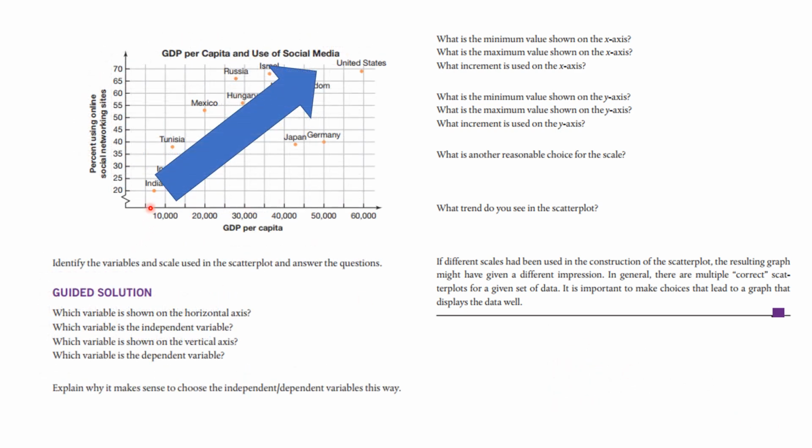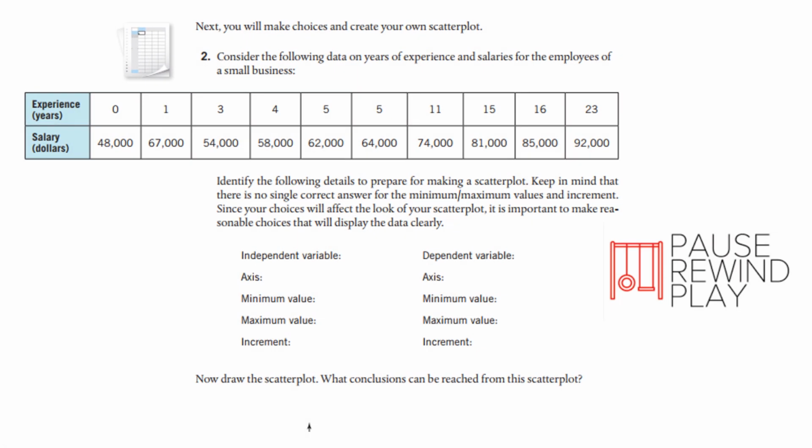And the biggest thing is that there's an upward trend. The higher the GDP per capita, the more social media tends to be used.